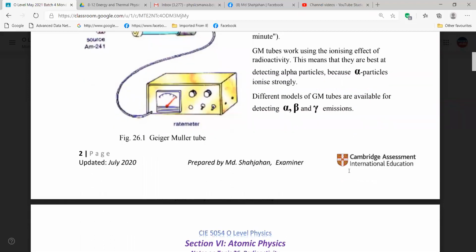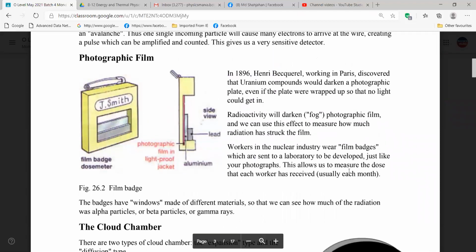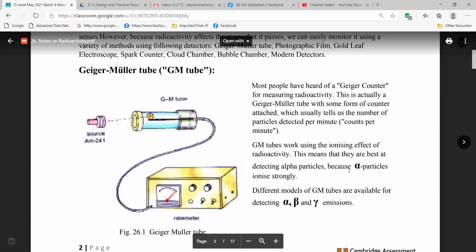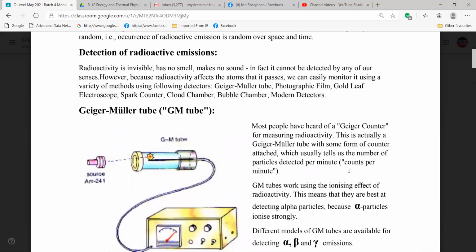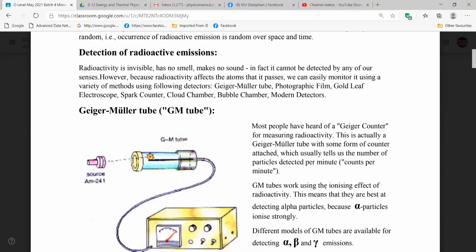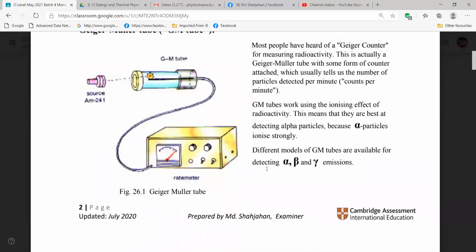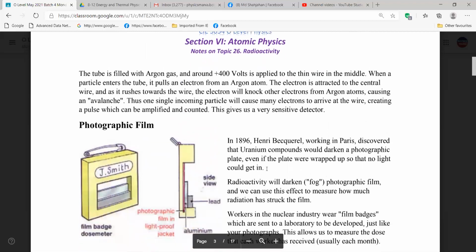So is it clear now? Did you take the notes in your copy? Detection of radioactive emission. Then you write Geiger-Müller tube. You write this sentence: GM tubes work using the ionizing effect of radioactivity. At least you can recall what it is.